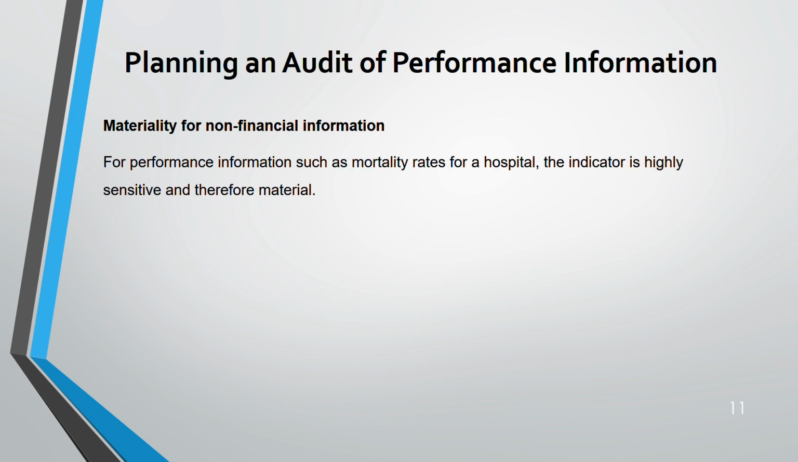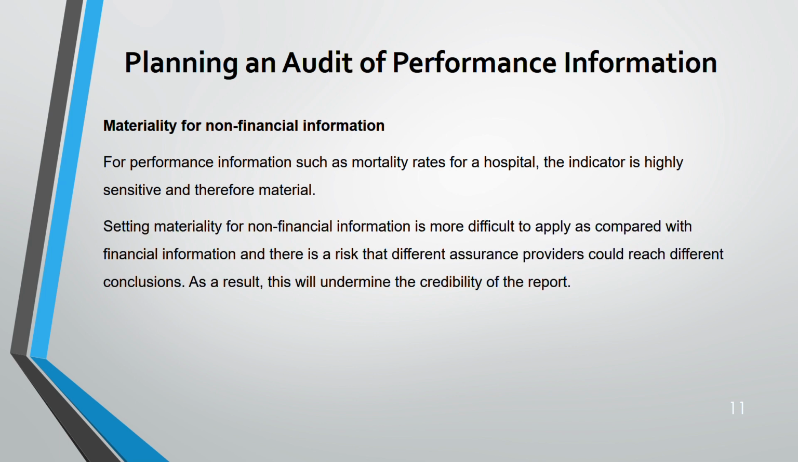For example, a performance measure in a hospital is to reduce mortality rates, right? See, there are so many non-financial information, so many performance measures for a hospital, but one or two will be material, not everything is material. One is mortality rate. This is highly sensitive, therefore it is material. For example, if one of the performance information of the hospital was to increase the satisfaction with the food that is served in the hospital for patients, that is not so material. Even if the food is not served that good, still patients will be admitted to that hospital, but it is based on the mortality rates.